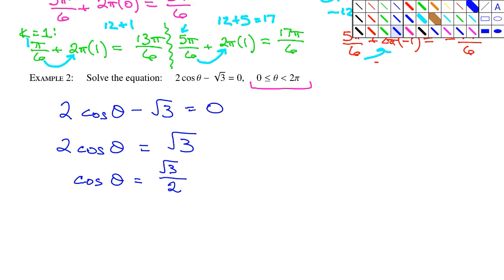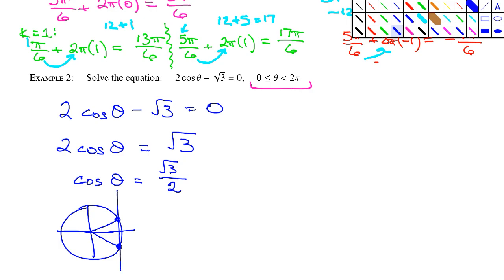And now we have the cosine of theta is equal to root 3 over 2. Draw the unit circle. Cosine of an angle is equal to root 3 over 2. That occurs in 2 places, here and here.